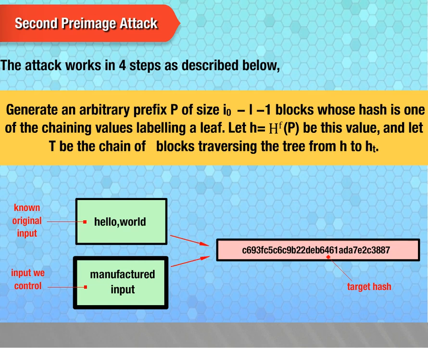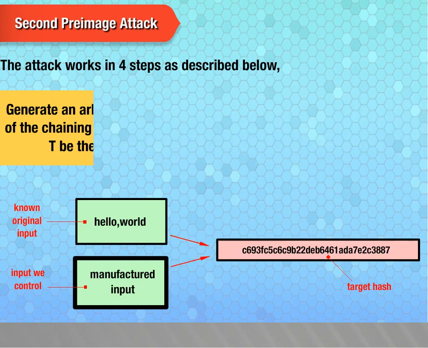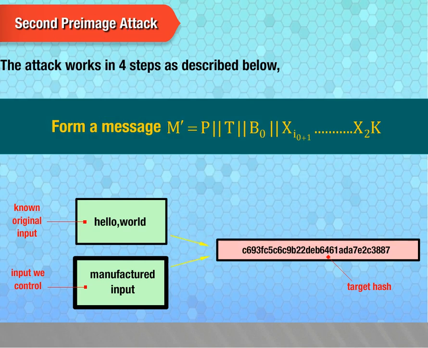Generate an arbitrary prefix P of size i0 - L - 1 blocks whose hash is one of the chaining values labeling a leaf. Let h = h^f(P) be this value, and let t be the chain of L blocks traversing the tree from h to h_t. Form a message M' = P || t || b0 || x_(i0+1) and so on up to x_(2^k).